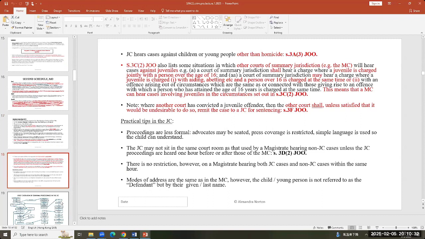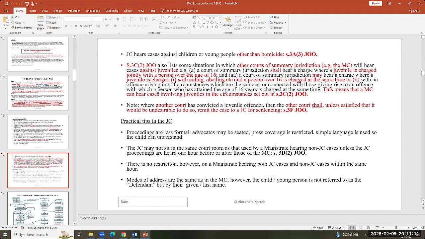Subsection A: a court of summary jurisdiction, in other words the magistrate's court, shall hear a charge where a juvenile is charged jointly with a person over the age of 16. The reason for that is it is preferable that if two people are charged jointly with committing an offense, they are tried together so that the same facts, the same evidence, is presented before the trier of fact and the trier of the law, right? You don't have disparate evidence being presented.